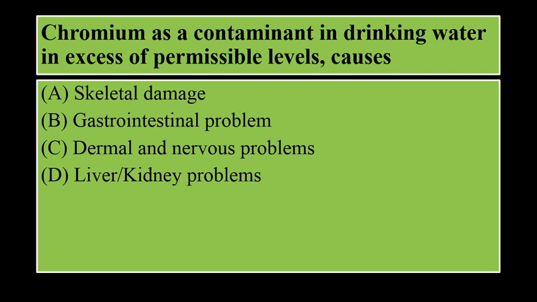Chromium as a contaminant in drinking water in excess of permissible levels causes skeletal damage, gastrointestinal problems, dermal and nervous problems, and liver and kidney problems. So if the contamination of chromium becomes higher in water, an excess of chromium above the permissible limit, it causes dermal and nervous problems, which is option C.